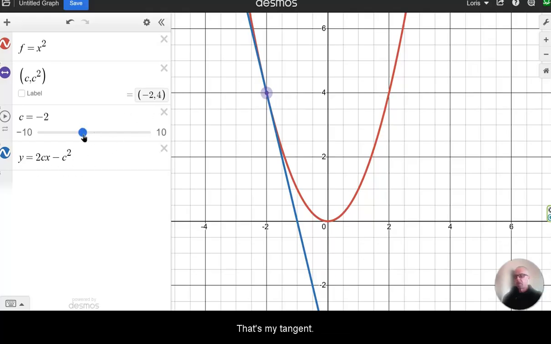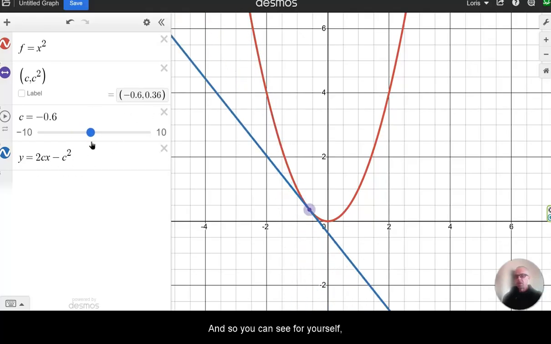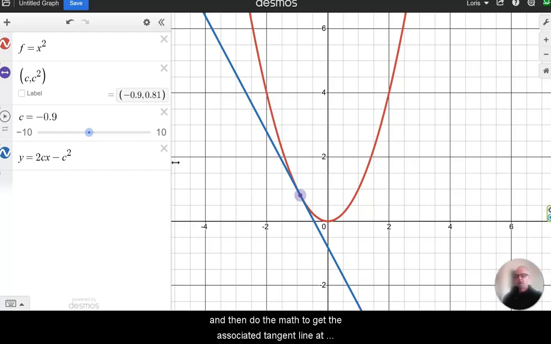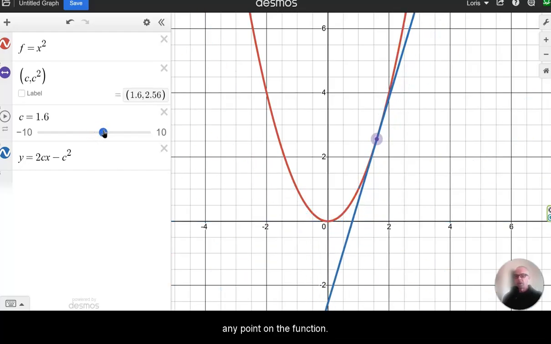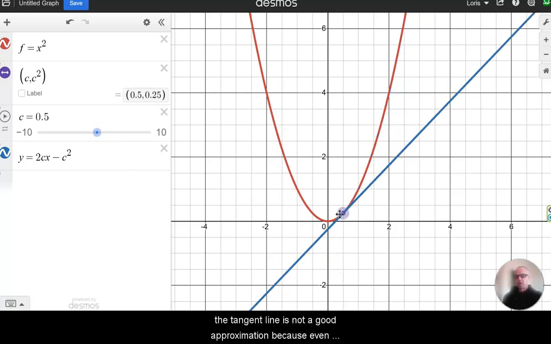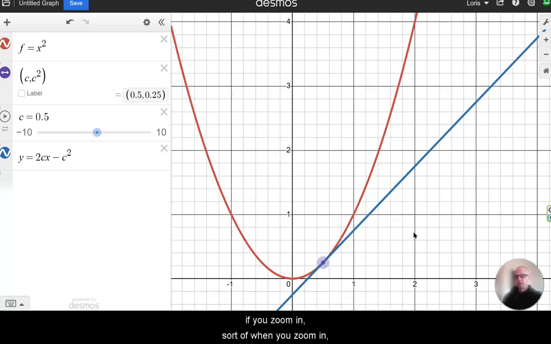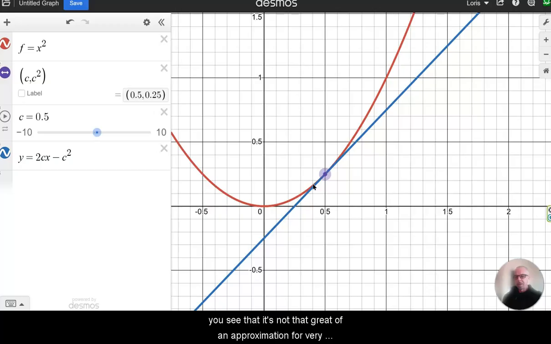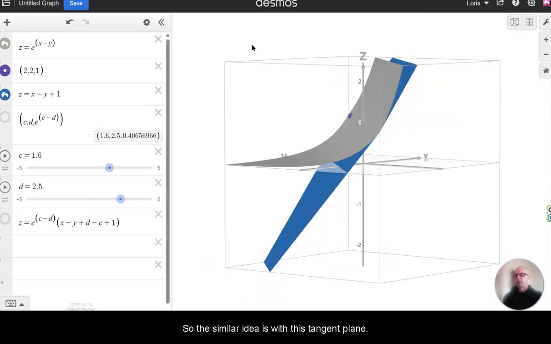That's my tangent. And so you can see for yourself, you can make this yourself, create a function, and then do the math to get the associated tangent line at any point on the function. All right. Down here, the tangent line is not a good approximation because even when you zoom in, you see that it's not that great of an approximation for very long. Okay. So the similar idea is with this tangent plane.